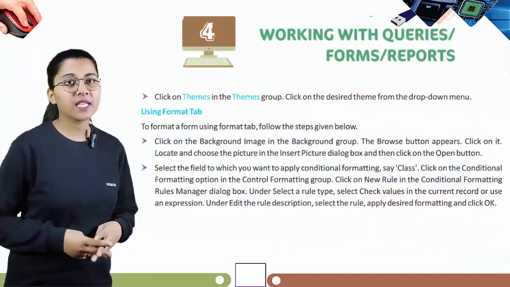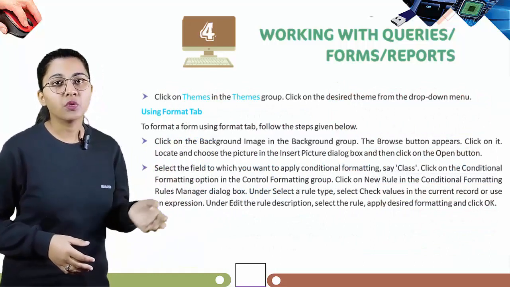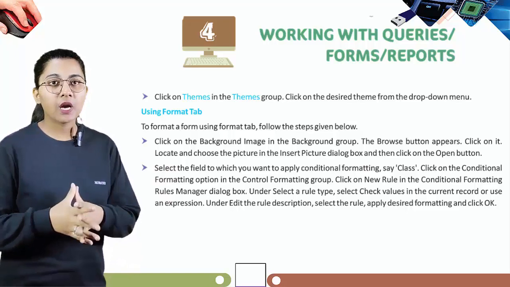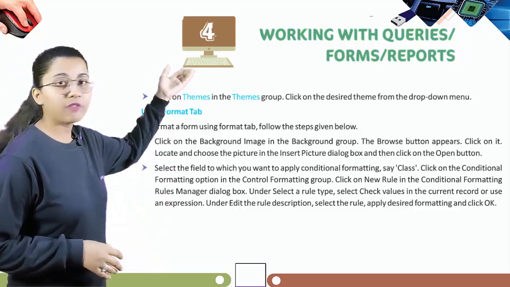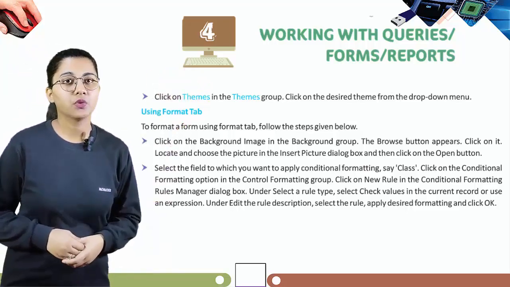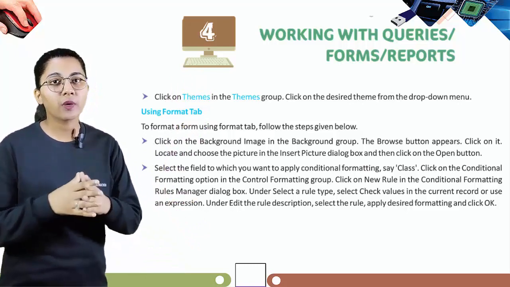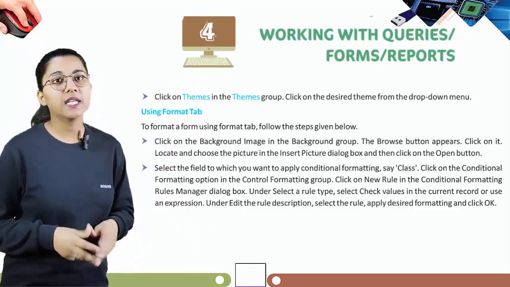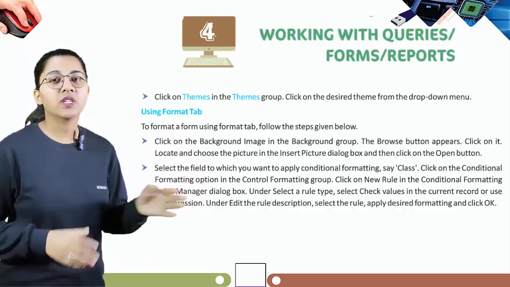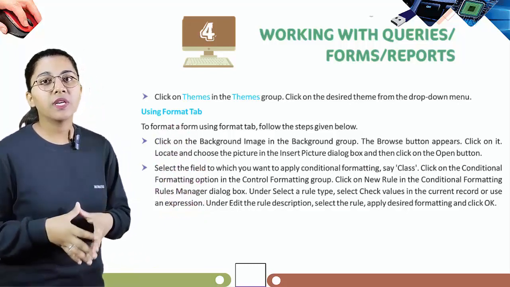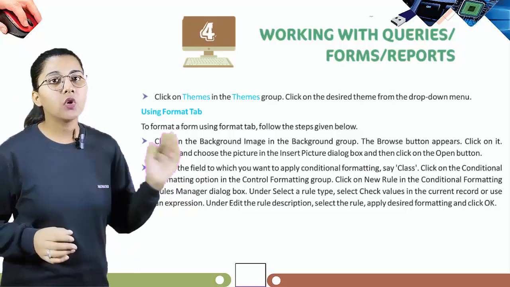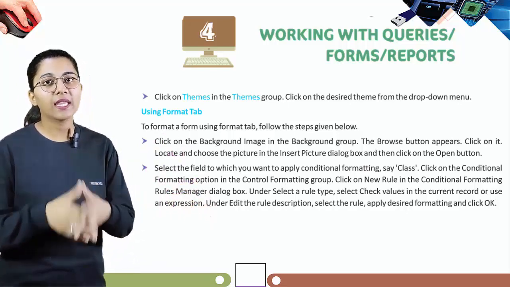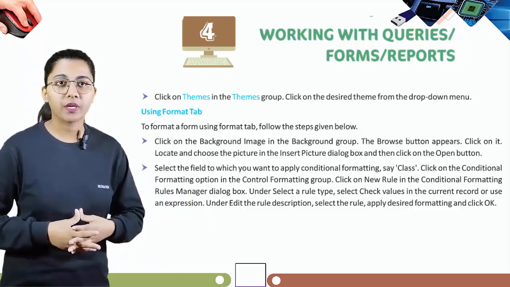Now next step is click on themes in the themes group. Click on the desired theme from the drop down menu. Now let's learn about using format tab. So to format a form using format tab, follow the steps given below. So our first step is click on the background image in the background group. The browse button appears. Click on it. Locate and choose the picture in the insert picture dialog box and then click on the open button.